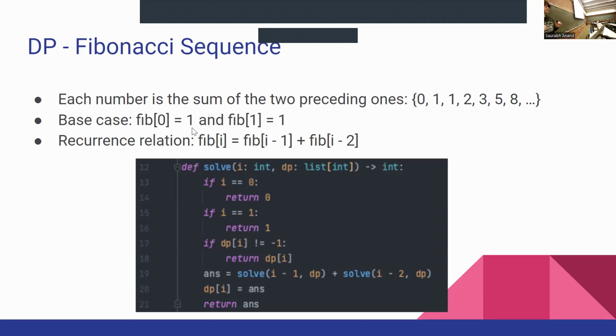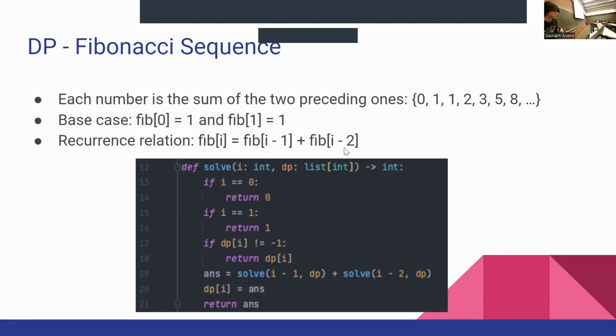So in our case, we know that the first two elements will be: fib at 0 will be 1 and fib at 1 will be 1. Right? So those are the first two elements and that will be our base case. And then the recurrence relation, basically saying how the elements of the list or how the subproblems relate to each other, is that fib at i is just the sum of fib at i minus 1, so the one before it, and fib at i minus 2, so the previous one.